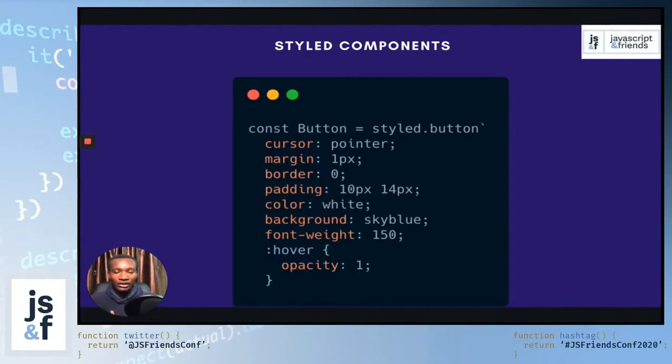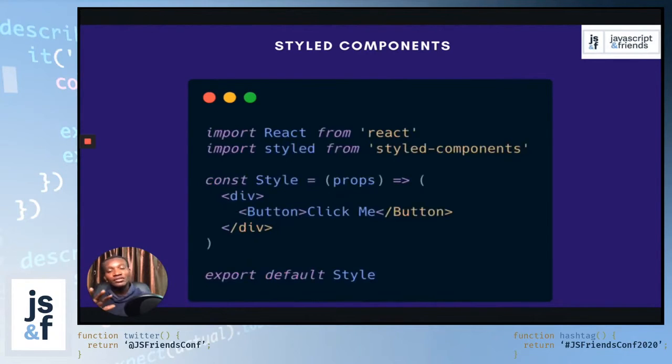So number one, when you hover, it should be a pointer, margin 1%, border 0%. We're setting the padding, we're setting colors, we are setting background to sky blue. That's the background of the button itself, the font weight and the opacity when it's being hovered upon. So we have done this in styled components. Now let's see what the user sees. So right now, this is what the user sees.